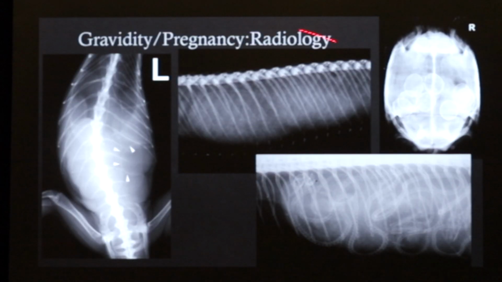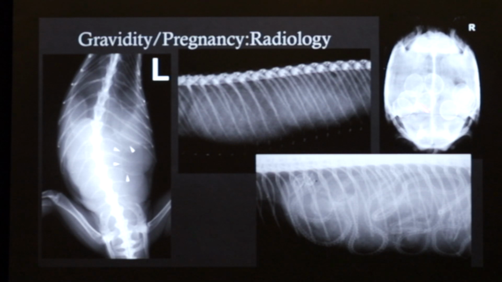And then we can use radiology to do that as well. Here's a green iguana where you see these arrows, you can actually see the calcified eggs. Most lizards don't have a whole lot of mineralization to their ova, so sometimes you can't see that calcification quite obviously like we do in birds. It's very obvious in birds.